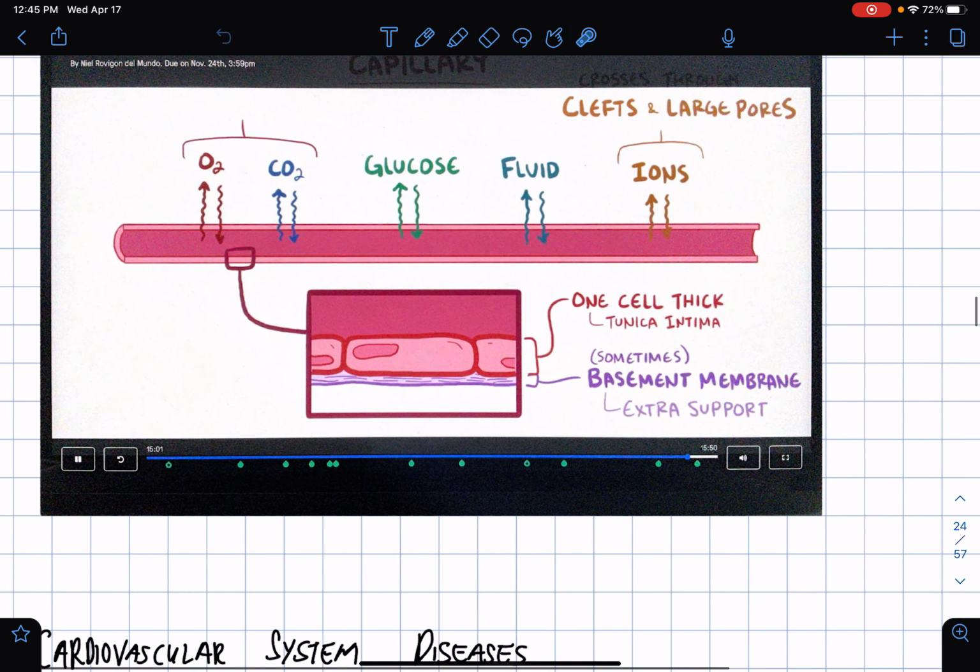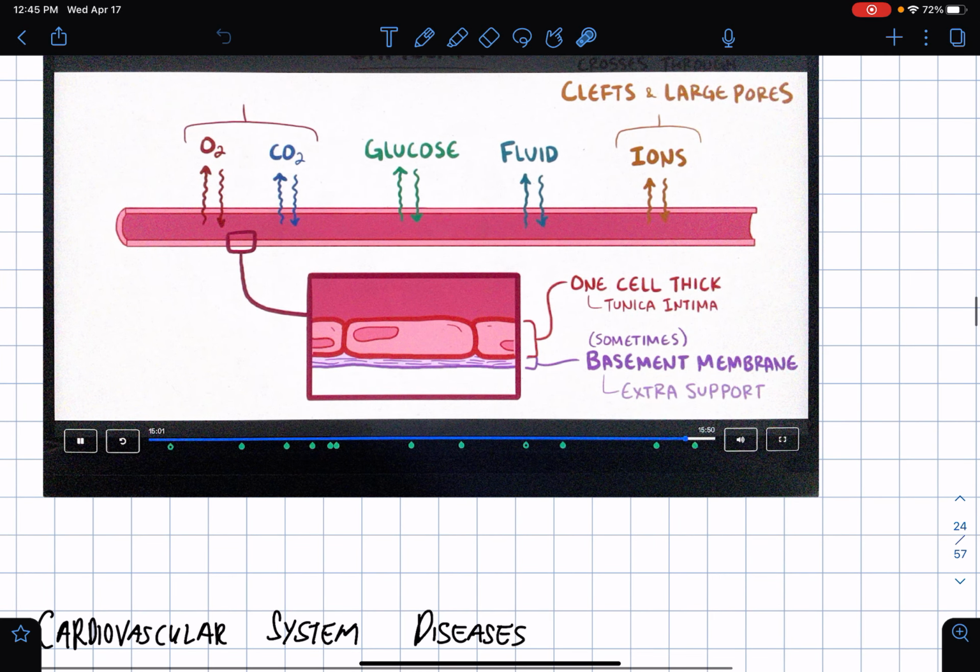So the capillary, this is the smallest in comparison to both the veins and arteries. There is an exchange of oxygen and carbon dioxide, particularly in the alveoli. We have exchange of glucose, fluid, ions.